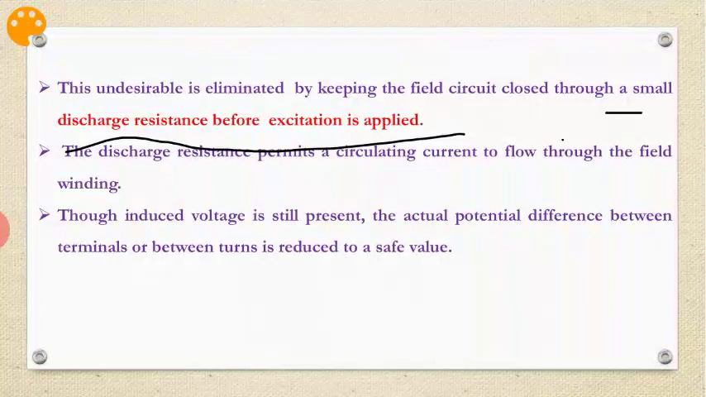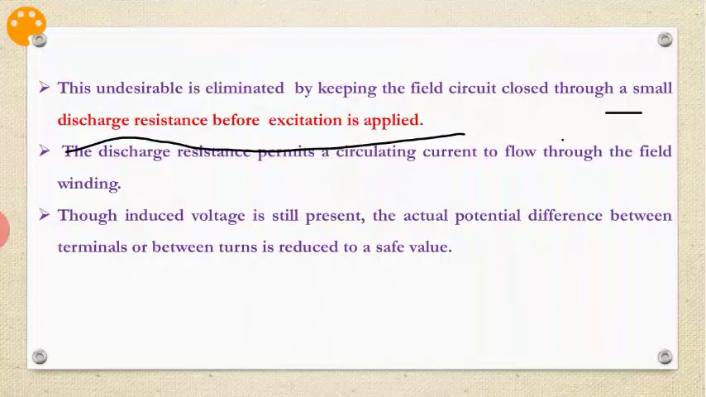When thousands of volts are available in the field winding, applying excitation is not allowed. So we have to go for some alternate method that discharges what is stored in the field circuit. So we are going to connect a resistance, and its name is a small discharge resistance before excitation is applied.